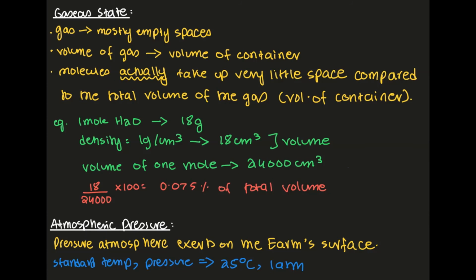Now we're going to be talking in detail about the gaseous state. So if you have a gas, it's going to be mostly empty spaces. So when I say that we have 1 dm cube of gas, we're mainly talking about the volume of the container. Because the actual molecules of the gas that you have are going to take up very little space as compared to the total volume of the gas. And when I say total volume of the gas, I'm referring to the volume of the container that it's in.